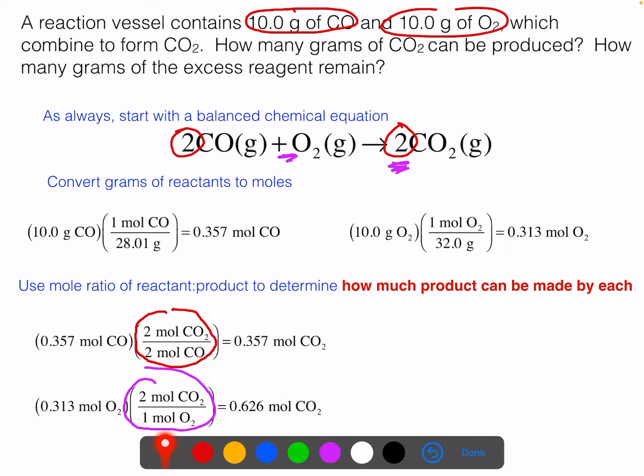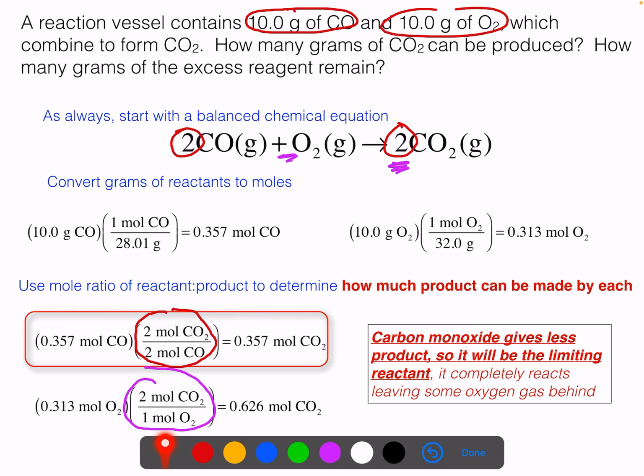So we can see if all of the CO reacts, we can form 0.357 moles of CO2. If all of the O2 reacts, we can form 0.626 moles of CO2. So we can't make both of those. We can only make the one that gives the least. So carbon monoxide, right? Carbon monoxide is our limiting reagent, and that will be completely used up, leaving some oxygen behind. So this is the amount of product that we will make.